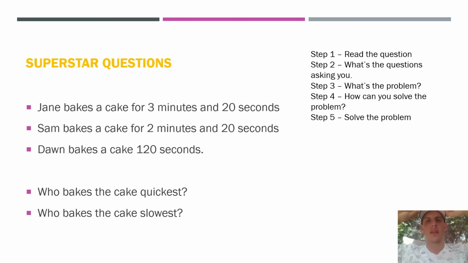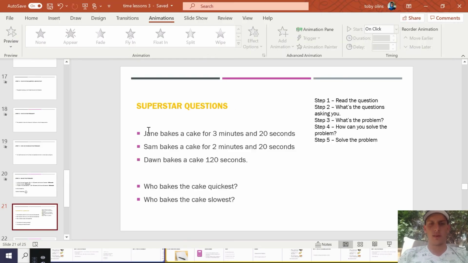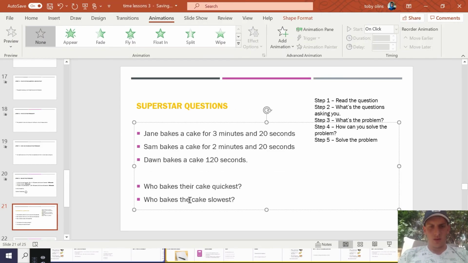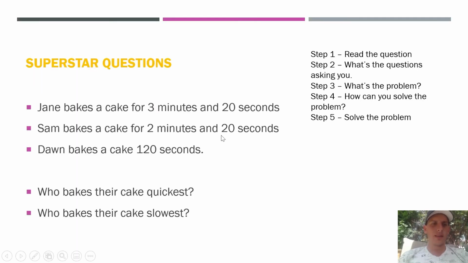Jane bakes a cake for 3 minutes and 20 seconds. Sam bakes a cake for 3 minutes and 20 seconds. Dawn bakes a cake for 120 seconds. Who bakes their cake quickest? And who bakes their cake slowest?